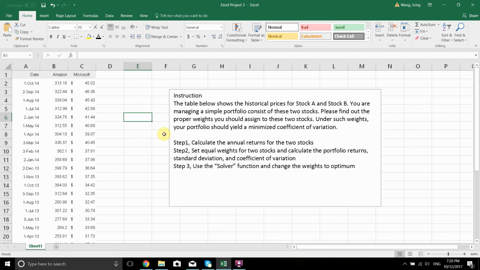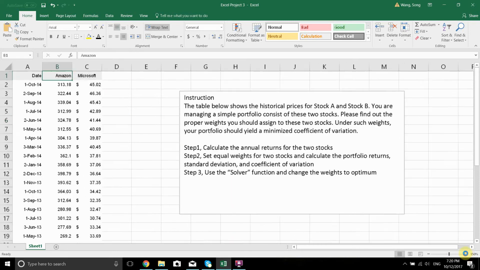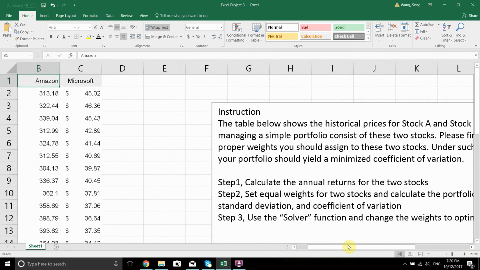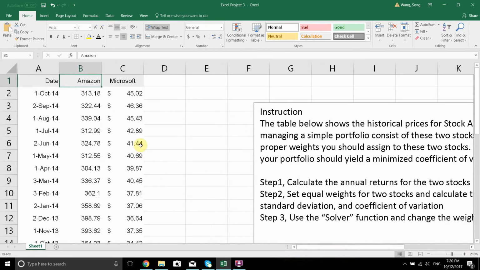Okay, this is our Excel project number 3. In this project, we're dealing with two stocks. One stock is Amazon, and another stock is Microsoft. These are both pretty hot stocks. They're both popular companies in the United States, with a lot of people liking them. And the data here is the real data.